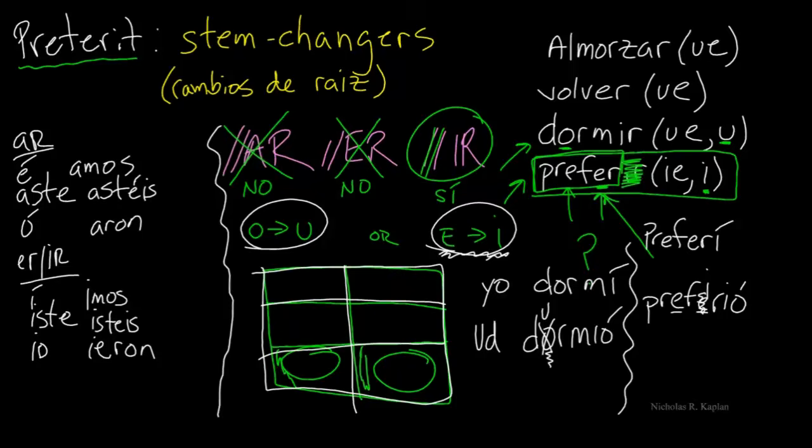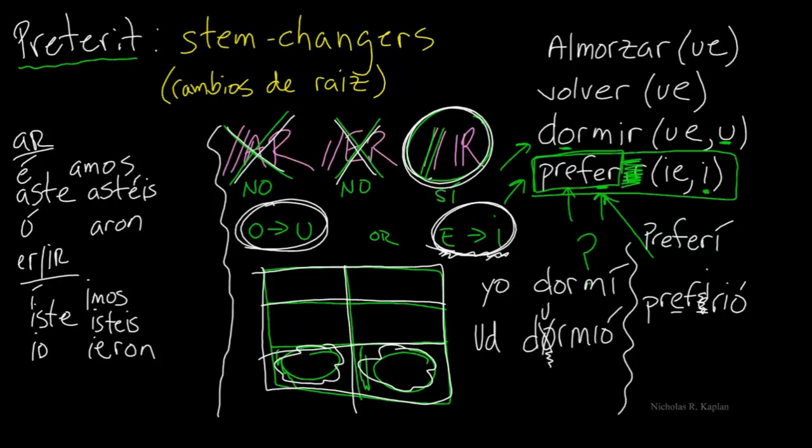Those are really important. So in summary, when we're working with stem changing verbs in the preterite, they don't happen in AR verbs, they don't happen in ER verbs, we only have them in IR verbs. The second thing to know is that the O will change to a U or the E will change to an I. And then finally, they only occur in our 3rd and our 6th box.